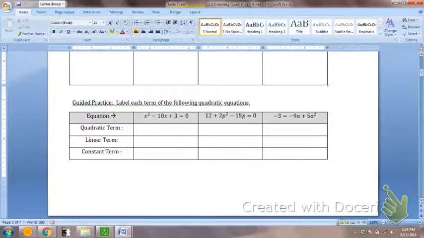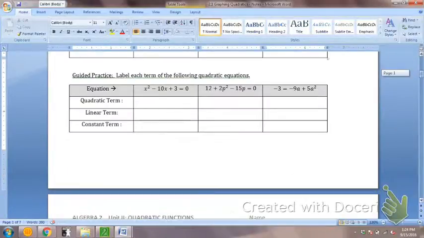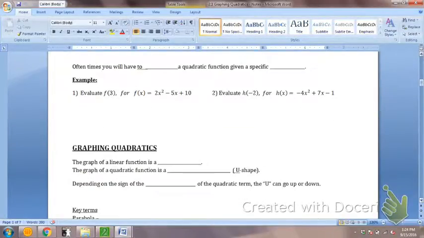We're going to practice evaluating stuff. This should be an old skill for you. But we need to be able to do this so that we can do what's getting ready to come up. All right, so we're just going to practice a couple of these. It says, oftentimes you will have to evaluate. That's your word there, evaluate.